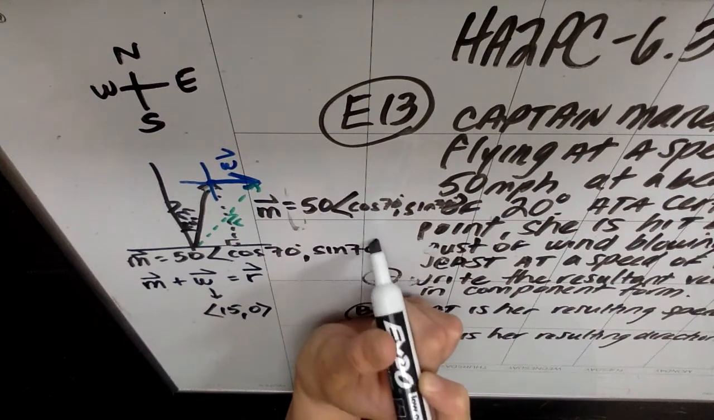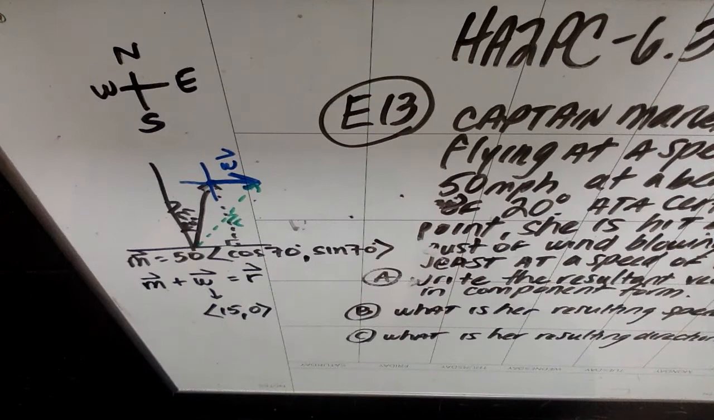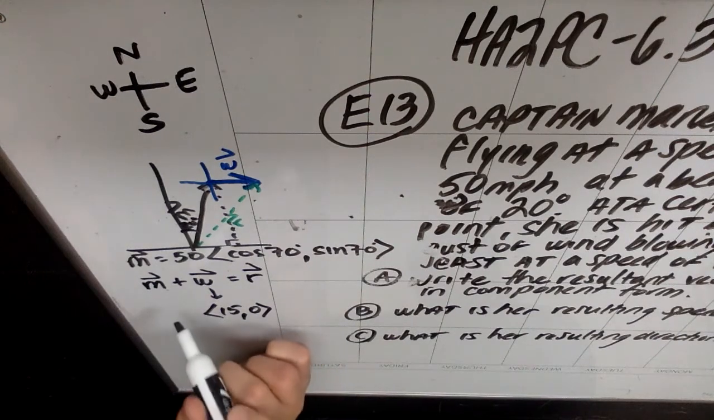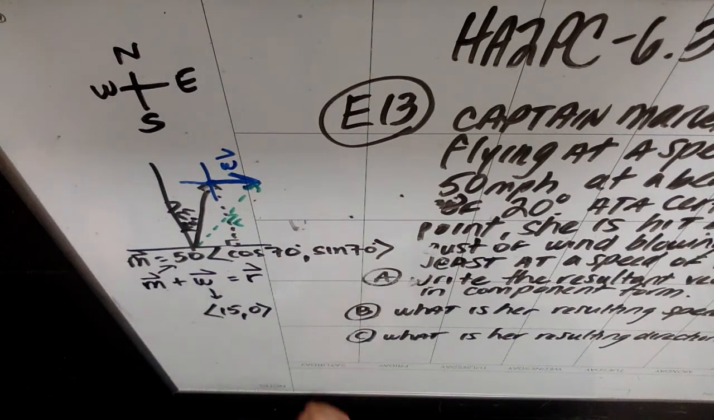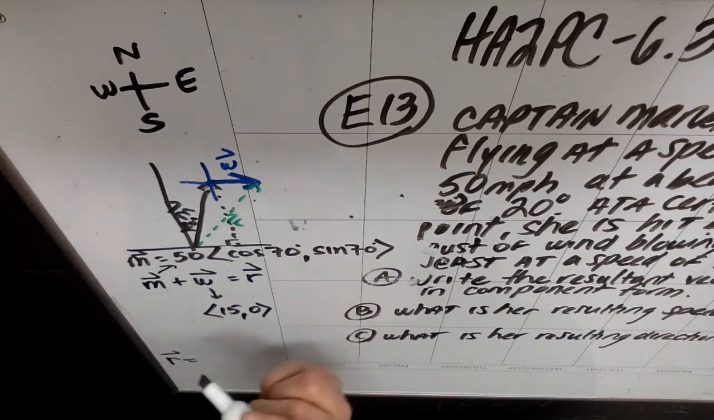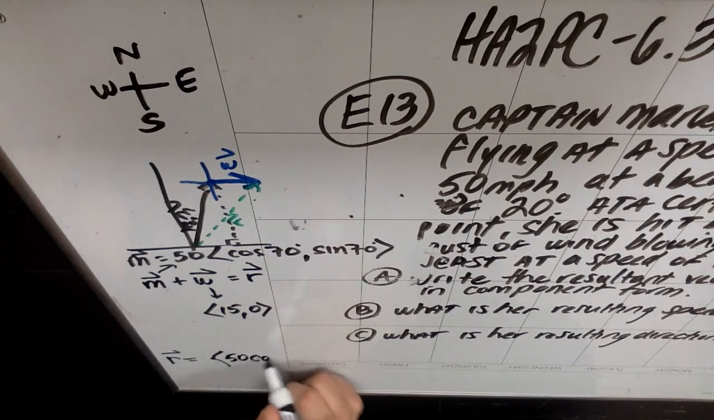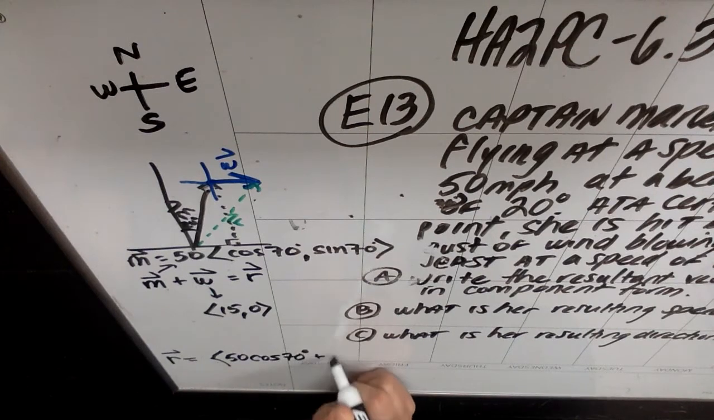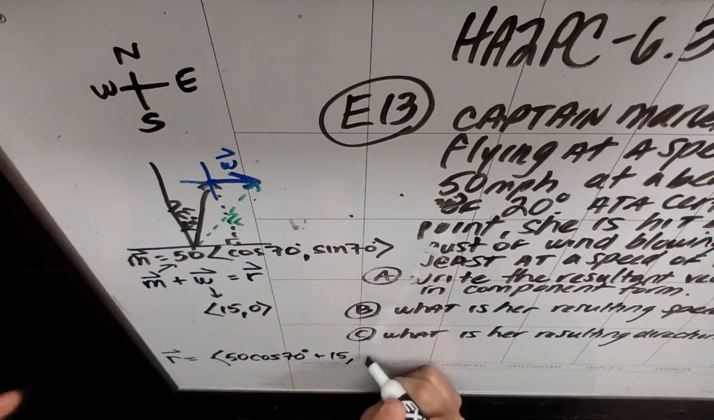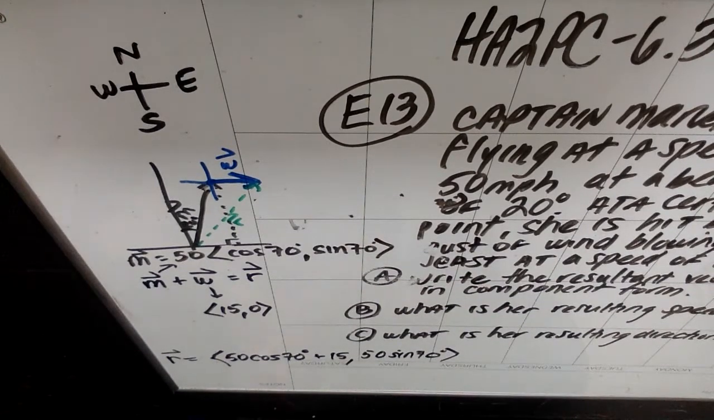Yeah, that's a lot more space. That was definitely better. So we'll erase all this nonsense. Essentially that's what my M vector is going to be. So it seems to me that my resultant vector then is going to be 50 cosine of the 70 degrees plus the 15, comma, 50 sine 70, because the wind didn't change her north direction at all. It didn't change her north-south direction at all.